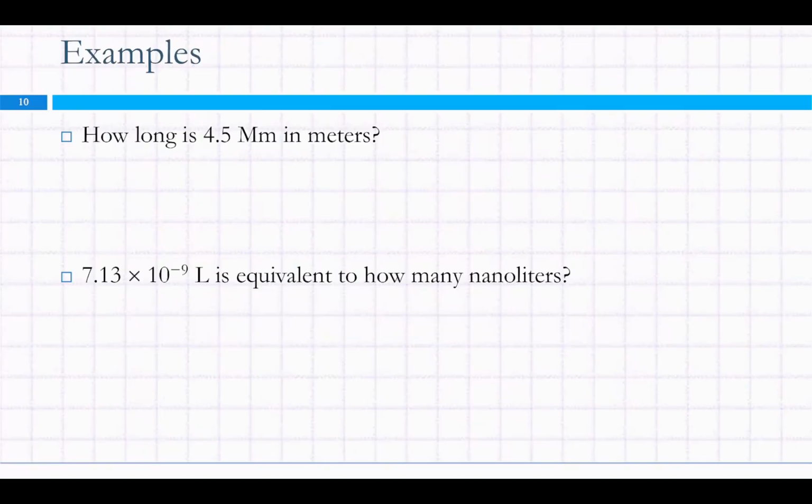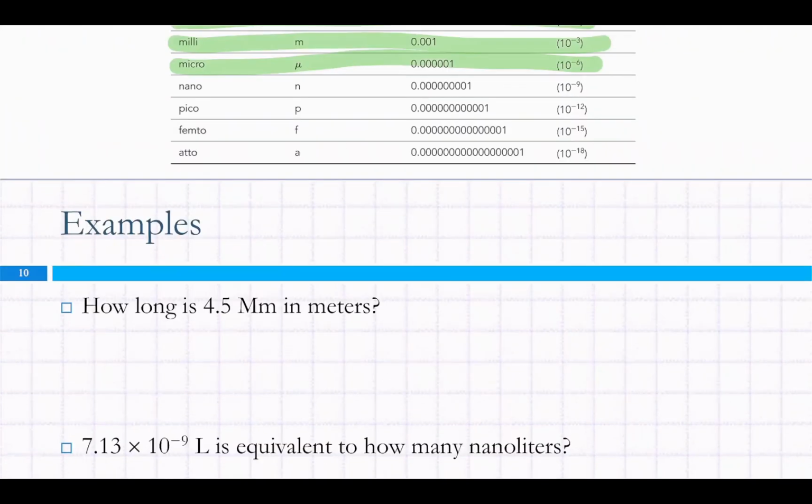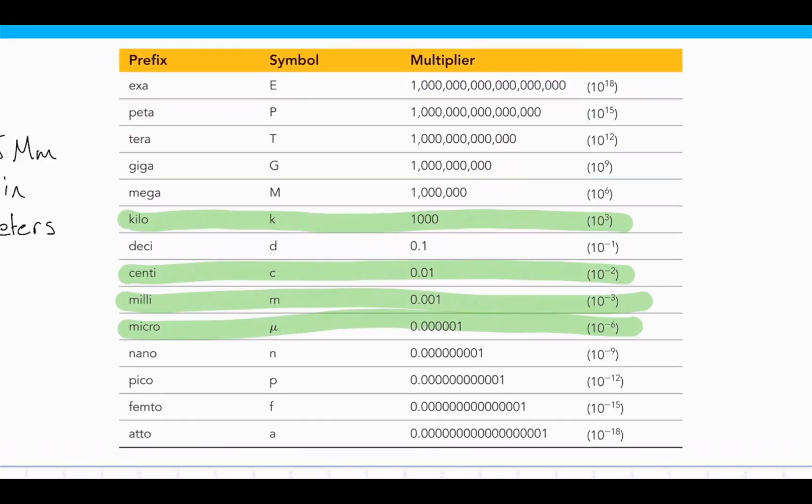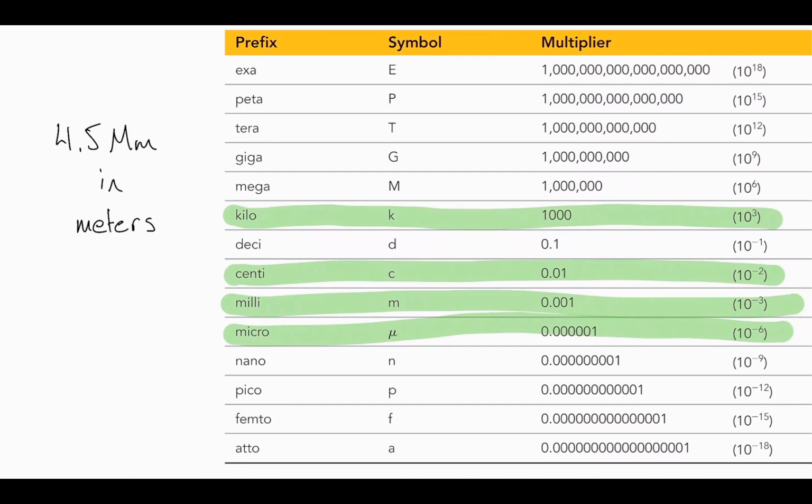Okay, now finally something that you get to do. How long is 4.5 capital M, lowercase m, in meters? So I'll go back up to this. So we want 4.5 capital M, lowercase m. So really there's just one thing we need to know. What is capital M? Mega. So mega is 1,000,000. The mega millions. So 4.5 megameters is how many meters?